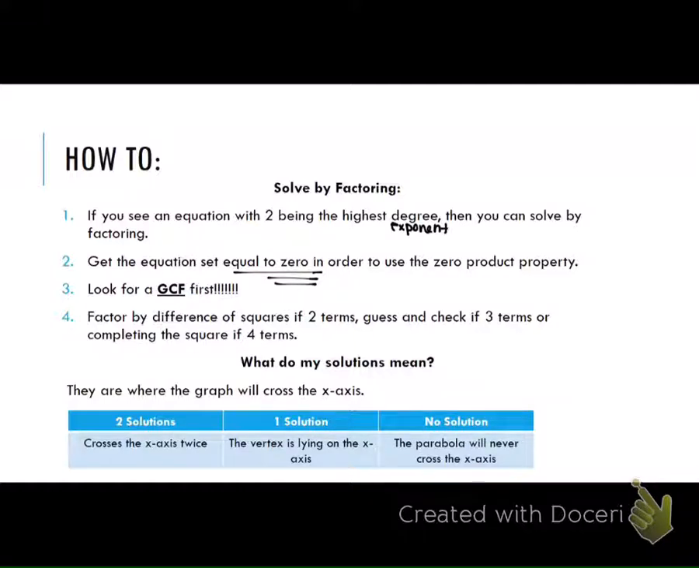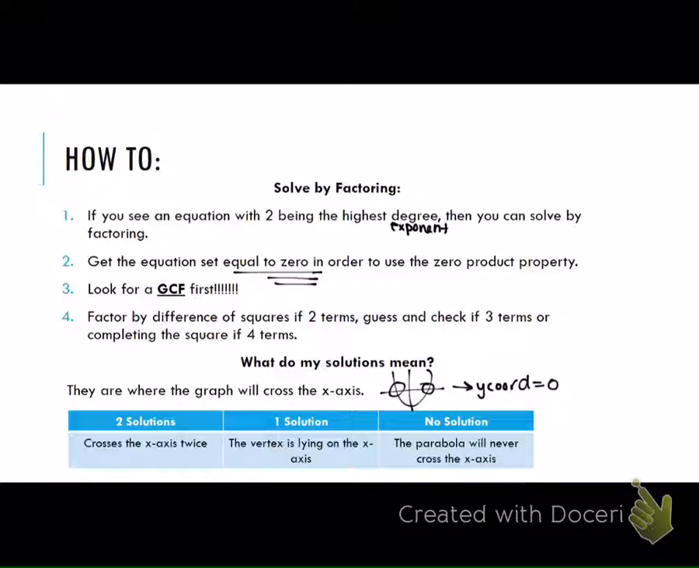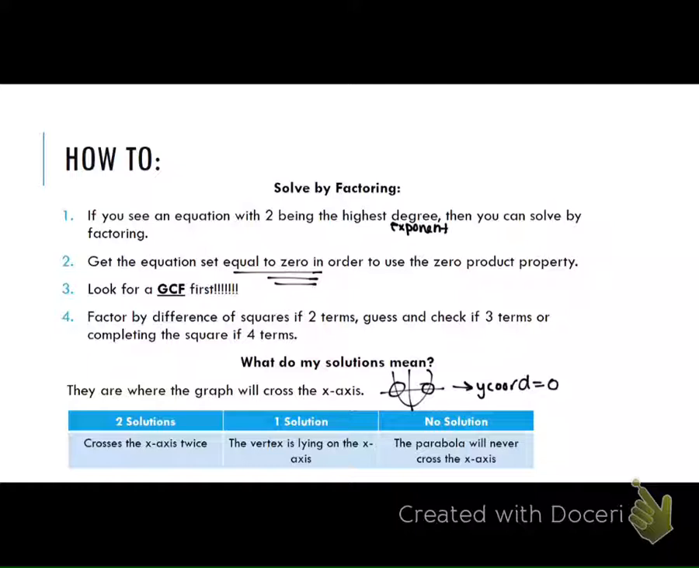So what do your solutions mean? They are where they will cross the graph and the x-axis. When you're on the x-axis, remember your y-coordinate is 0. So that's why we're getting it set equal to 0, because we're trying to figure out when y is 0, what is our x. So remember, if it's 2 solutions, then it crosses the x-axis twice. If it's 1 solution, the vertex is lying on the x-axis.